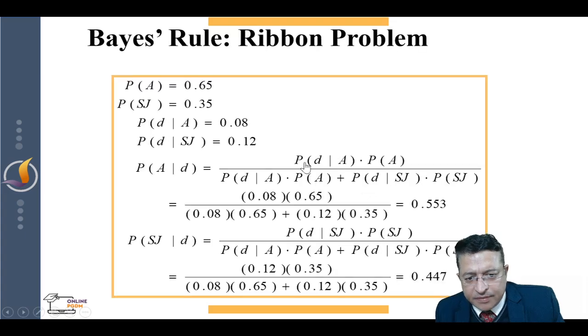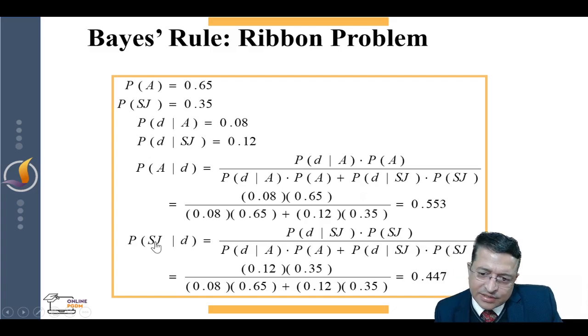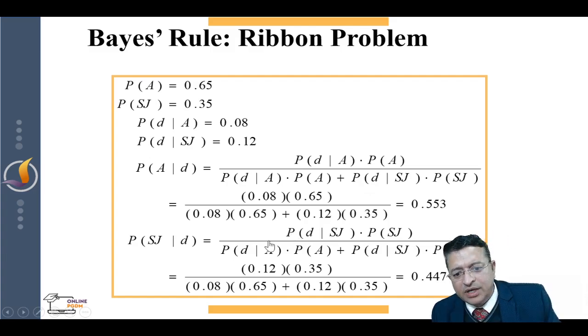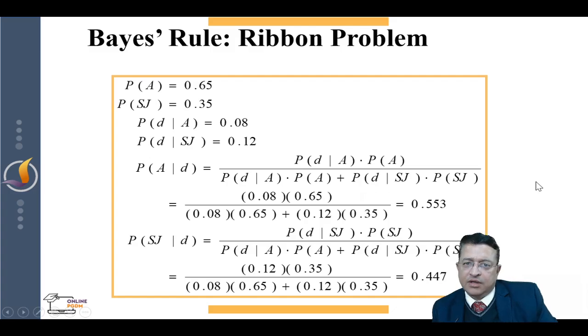So in the numerator we will put the event which is related to the first company. If suppose the question is, what is the probability that South Jersey produced whatever defective ribbon has occurred, then in the numerator we will put the values which are related to South Jersey, and in the denominator both of them. So in this way you can calculate this reverse probability.